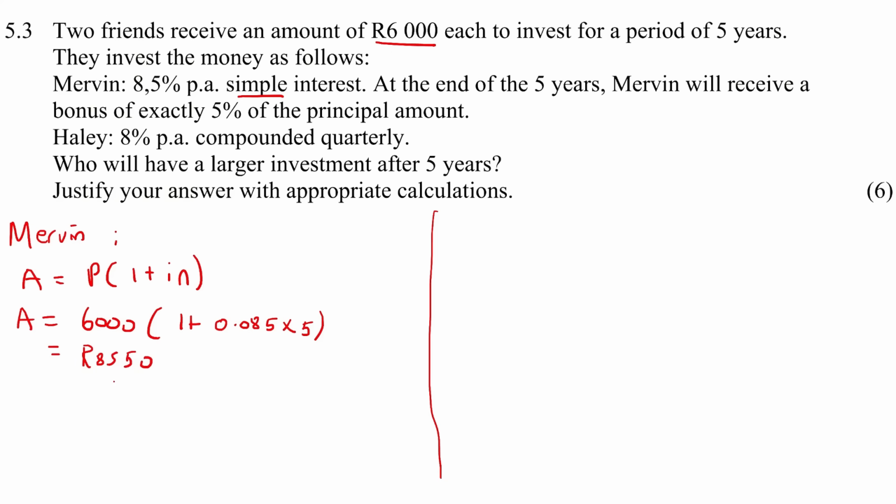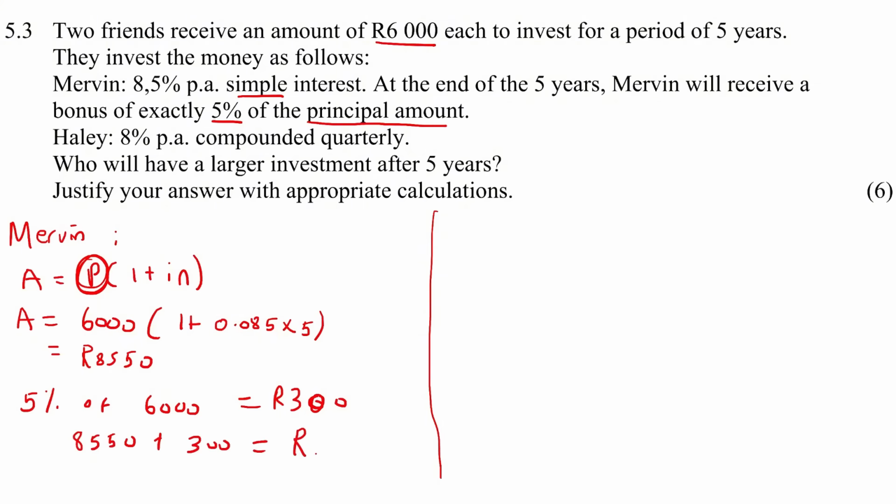And then they say that they're also going to give him a bonus of exactly 5% of the principal amount. The principal amount is the starting amount, which is the P value. So if we had to go work out 5% of 6,000, that would give us 300 Rand. So he gets a little 300 Rand bonus. And so if we say 8,550 plus 300, Mervs is going to be left with 8,850 Rand.